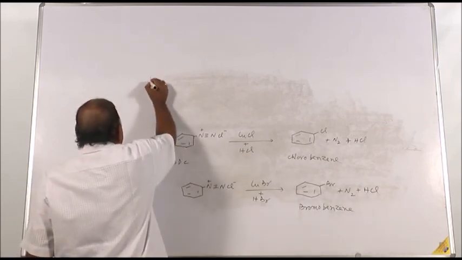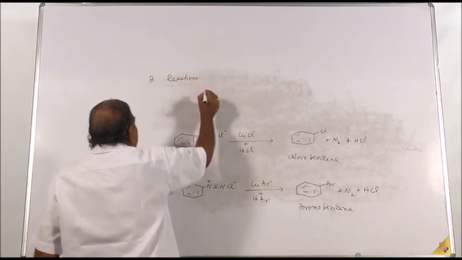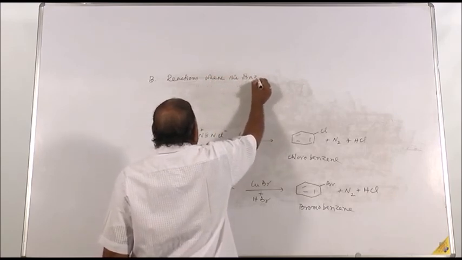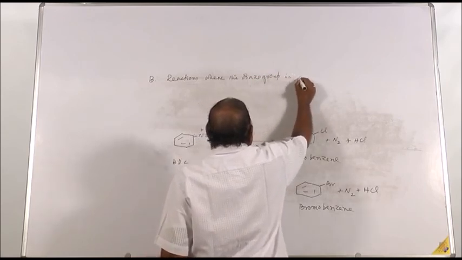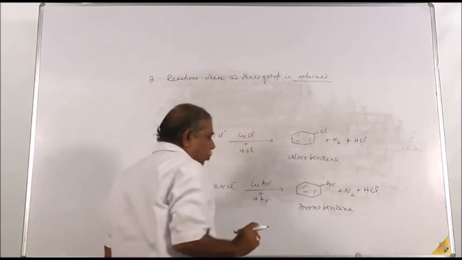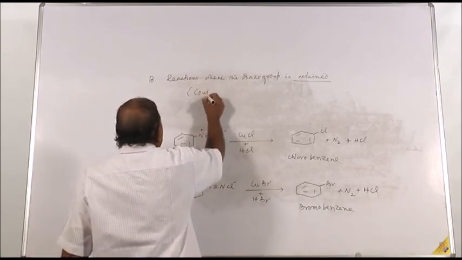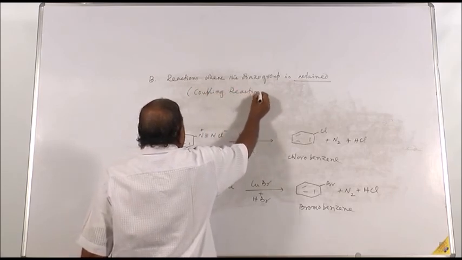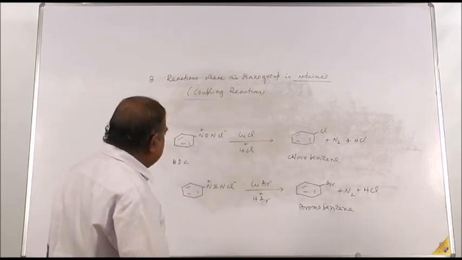The second category of reactions is where the diazo group is retained. The diazo group is retained. Sometimes we call these coupling reactions. There are two reactions I am discussing under that head.